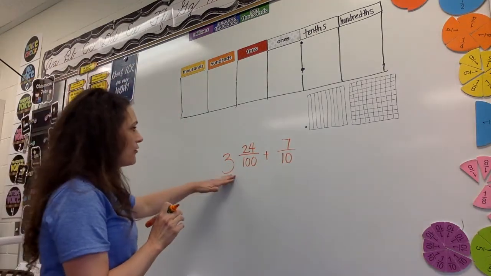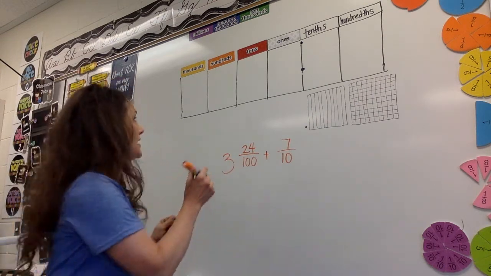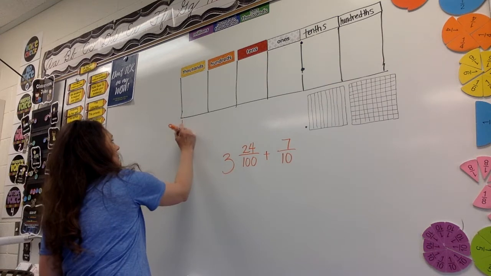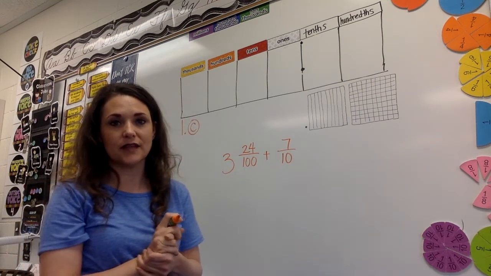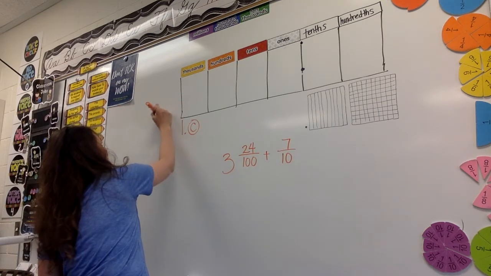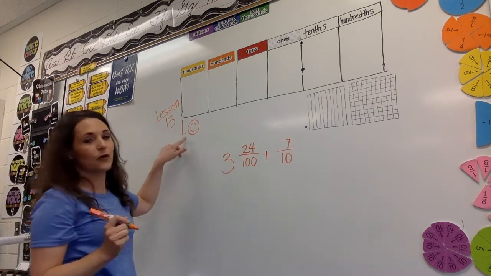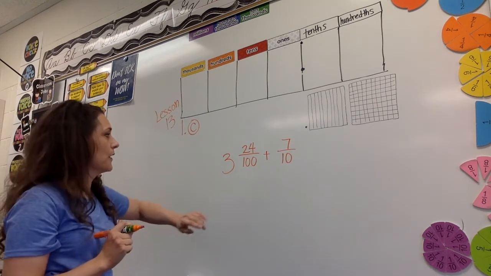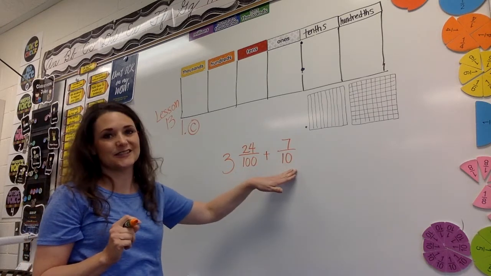So let's start with 3 and 24/100ths. This is going to be number 1C. If you're looking for where it is in your math book, it's on lesson 13. I guess I should write that. Lesson 13. And we're doing number 1C. Okay? 3 and 24/100ths plus 7/10ths.